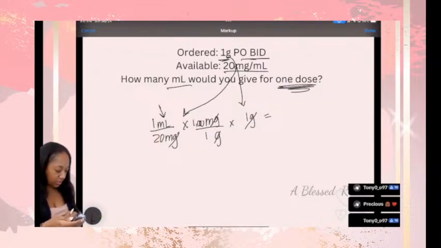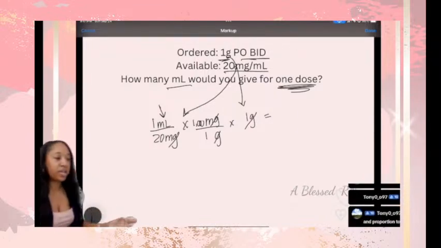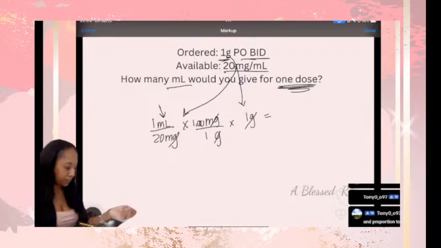Alright, so let's see. 1 times 1,000 times 1 is going to be 1,000. Can we use ratio and proportion? We can. I can do ratio and proportion as well. So that's going to be 1,000.